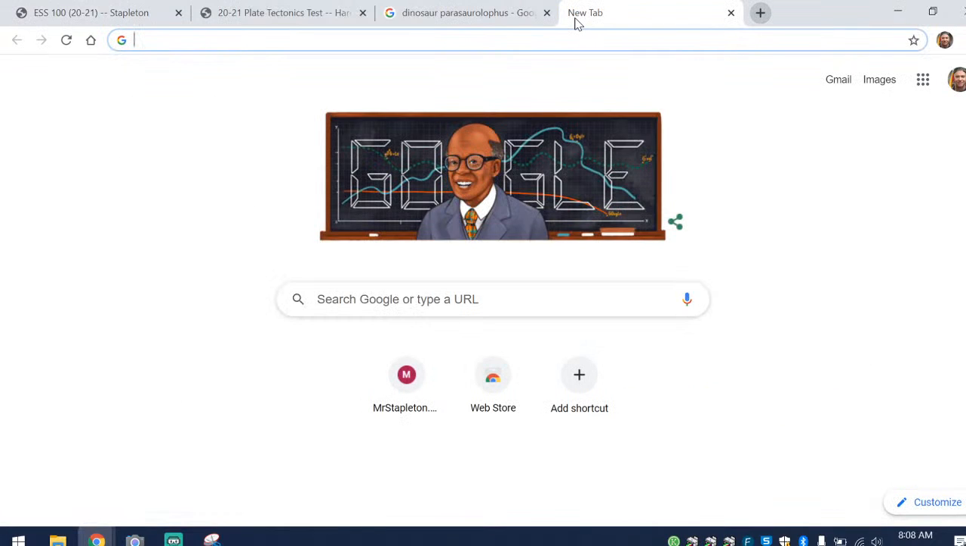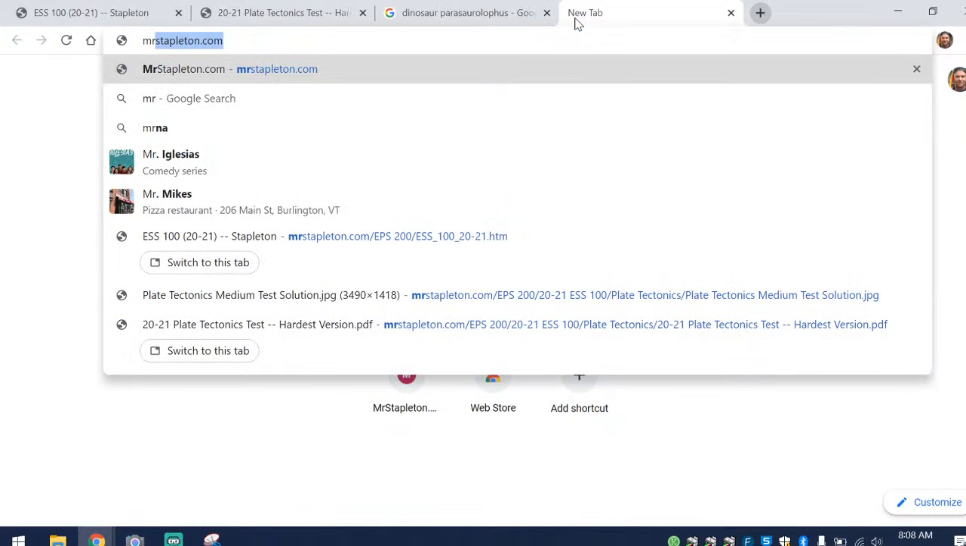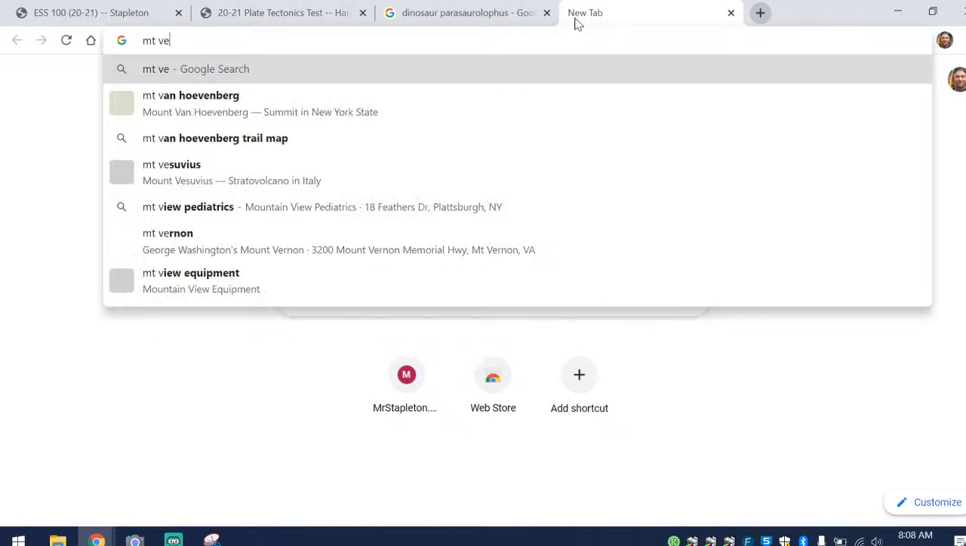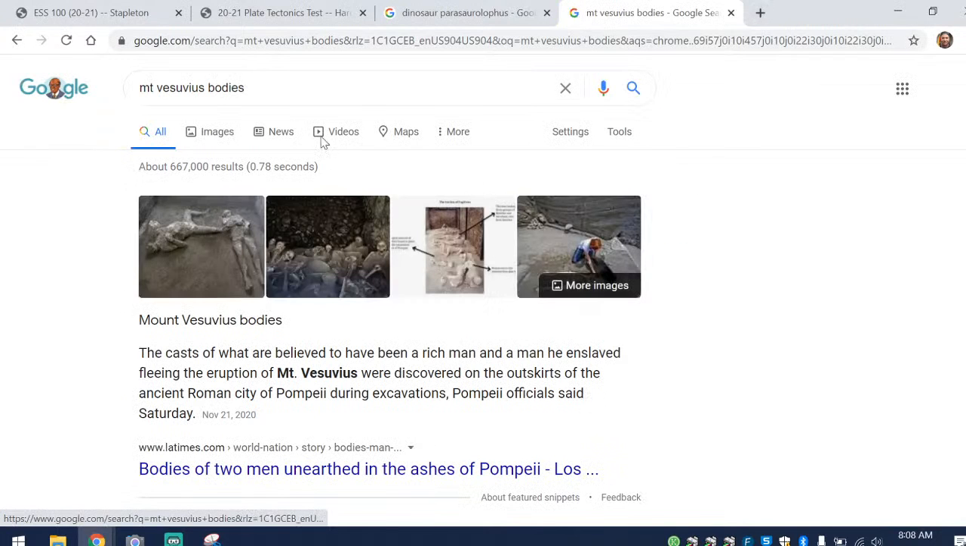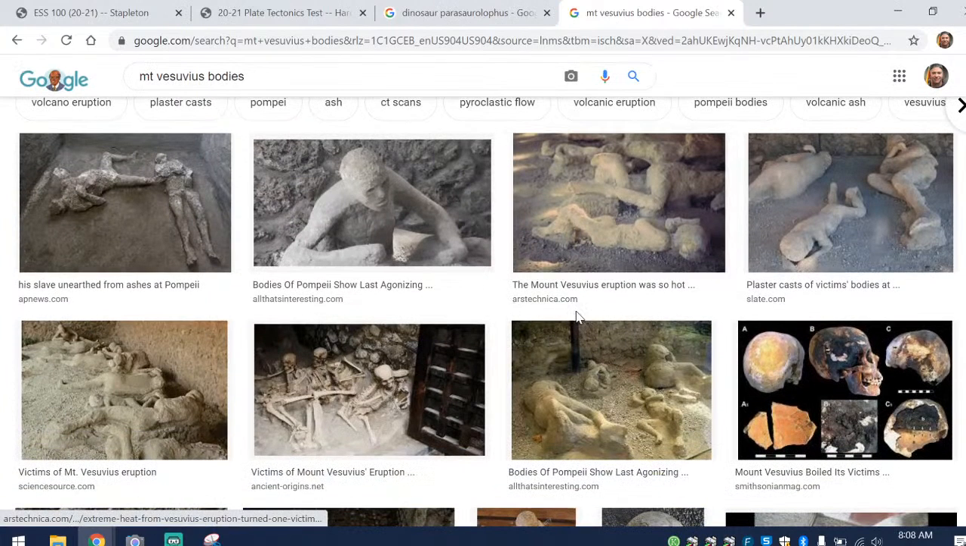Has anybody ever seen the people who were buried under Mount Vesuvius? I'll just do Mount Vesuvius bodies. So Mount Vesuvius was a felsic eruption, and it buried a bunch of people just really rapidly, just so fast that some of them probably didn't even change their expressions. And nobody really knew about this. So this was in Pompeii.